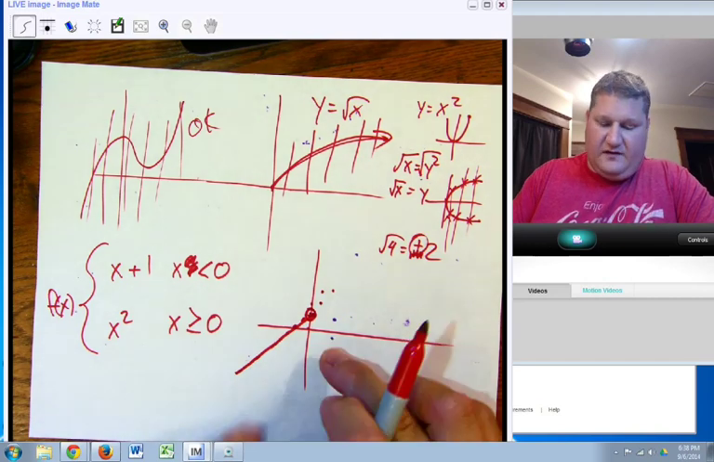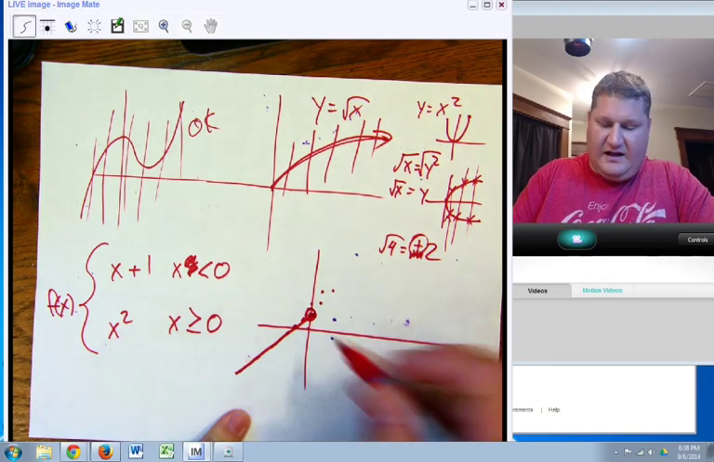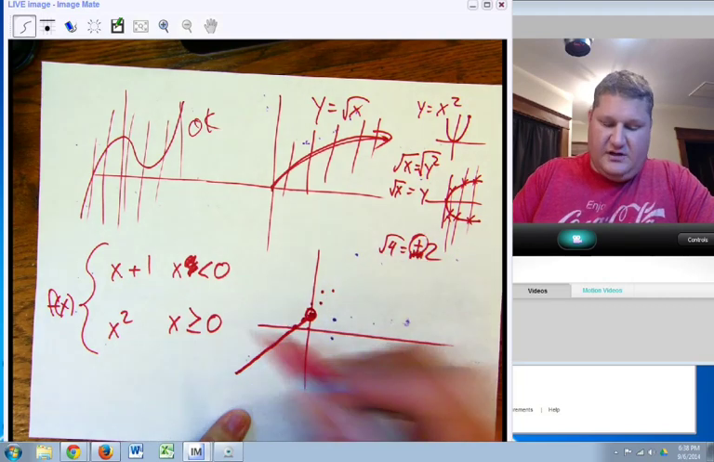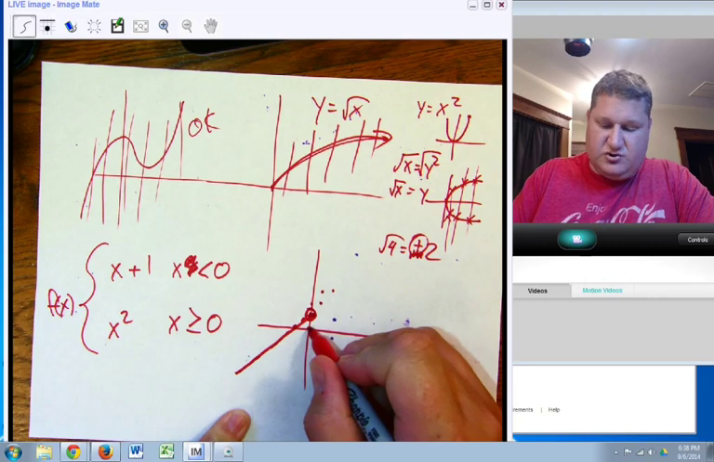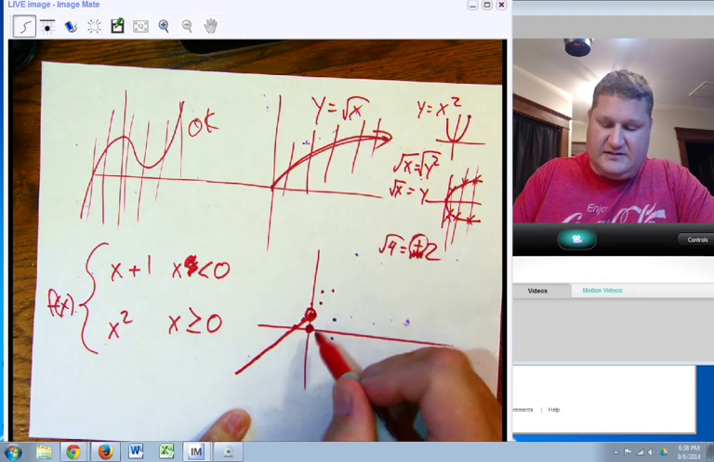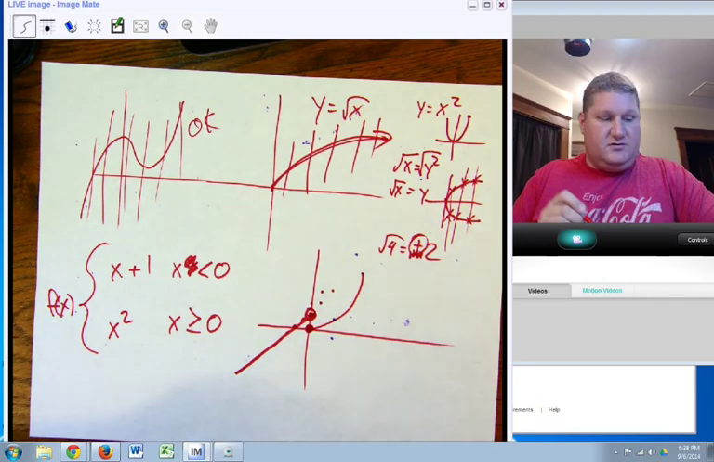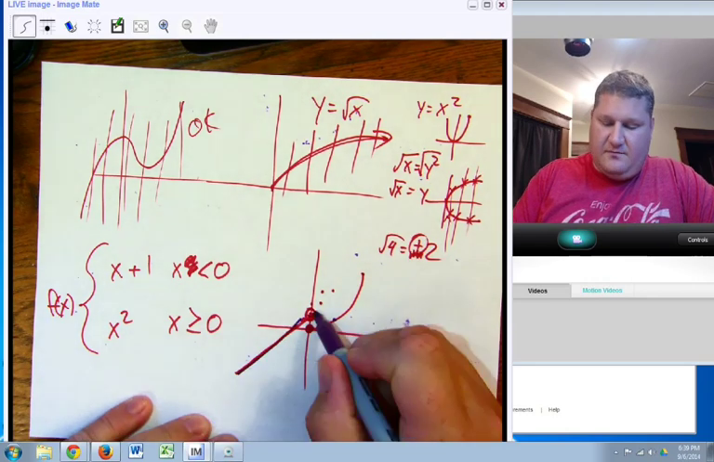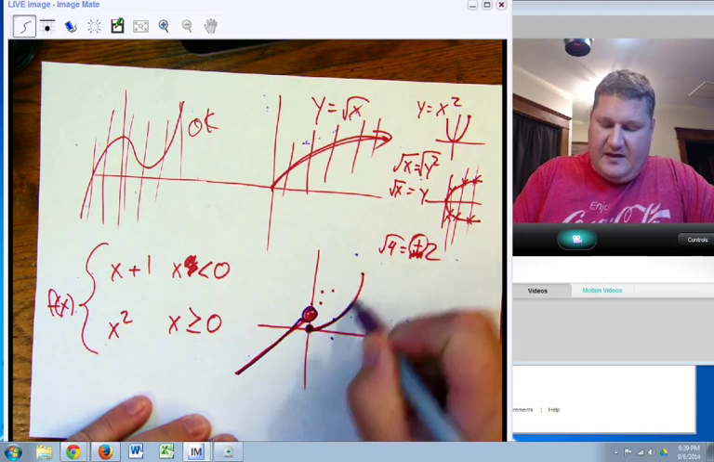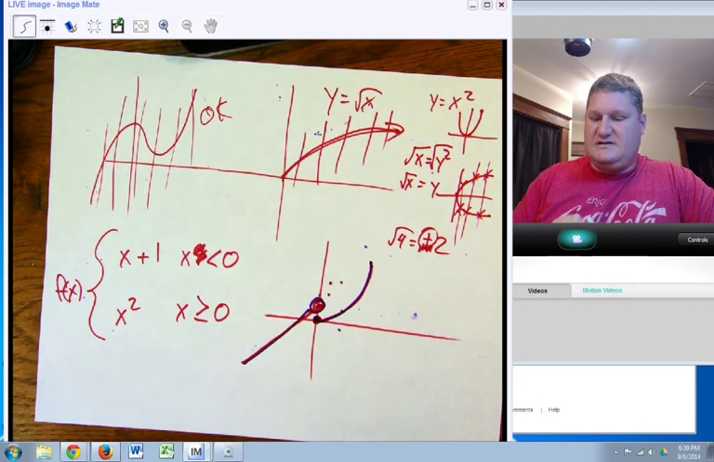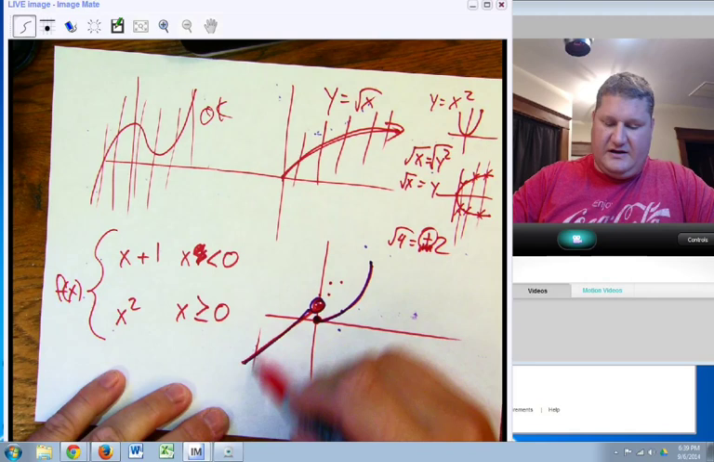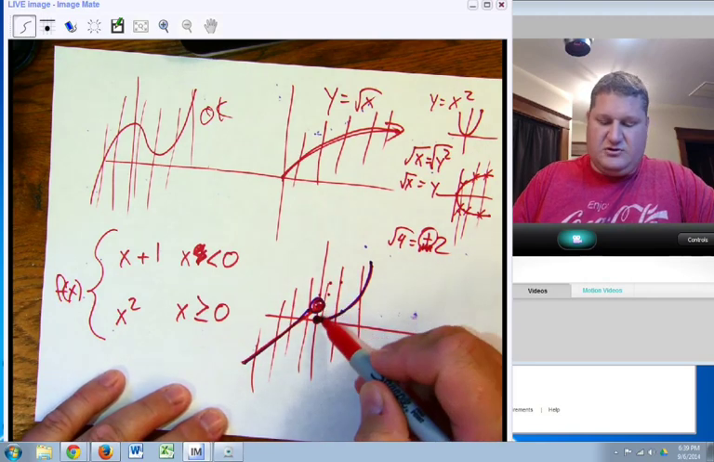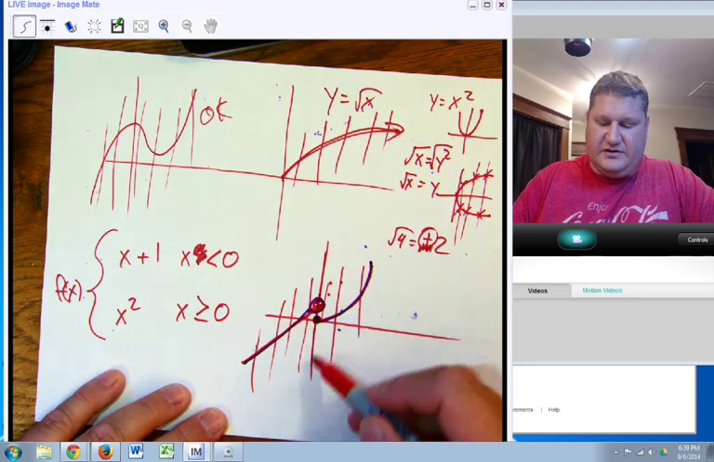Now, where x is greater than 0, it's x squared. Well, that's easy. We'd have a parabola. Except that it's only good when x is greater than or equal to 0. So a solid dot at 0, bringing it up here. You'll notice the graph is not continuous. The graph comes up, jumps down, and continues. But it still passes the vertical line test. And that's why you have to have the open circle and the closed circle, because it's only going to touch in one spot.